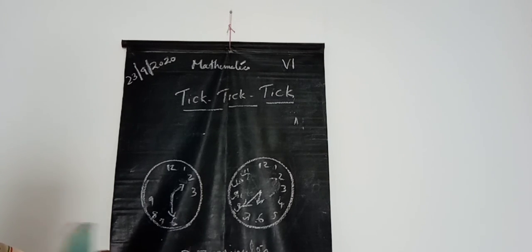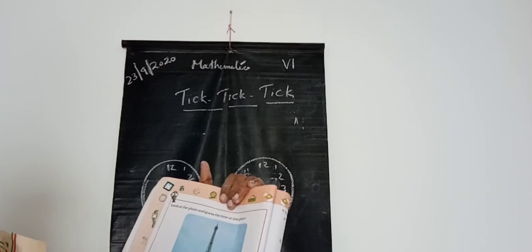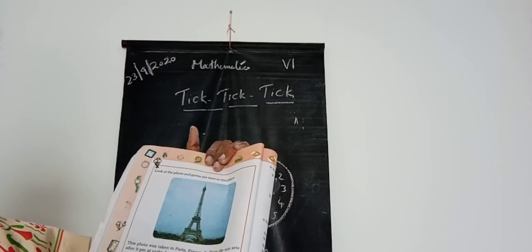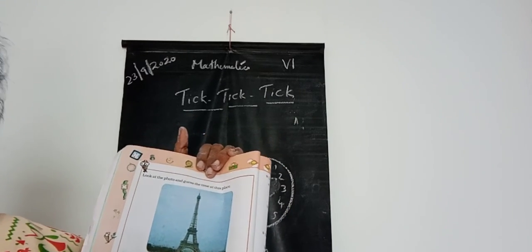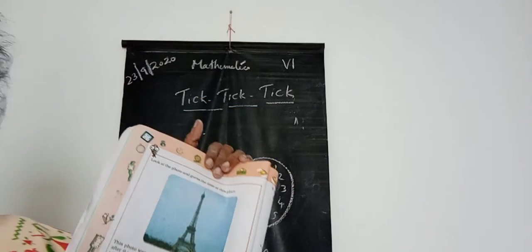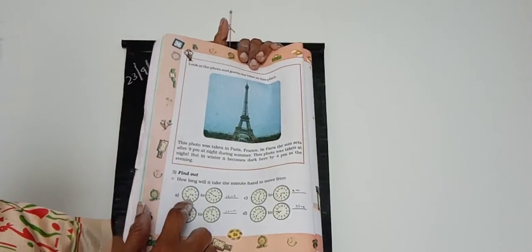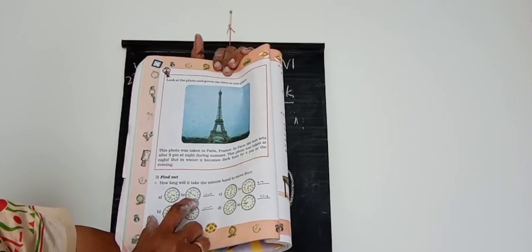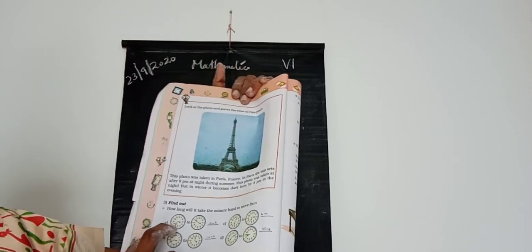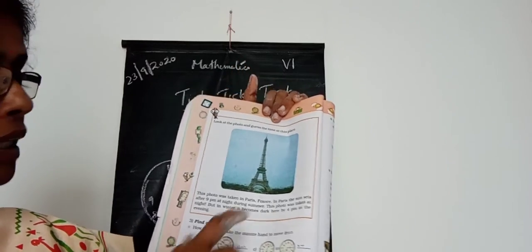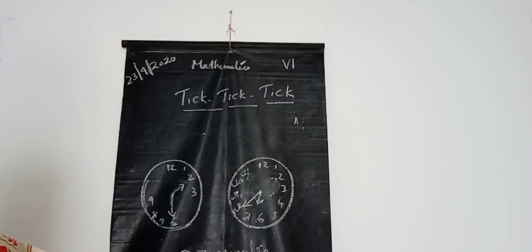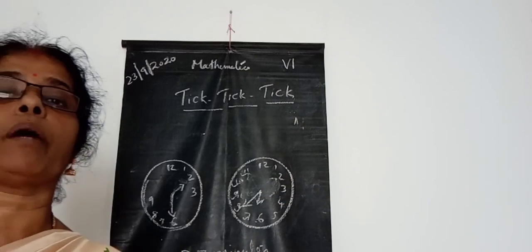Okay. And here find out, as I already told, how long will it take the minute hand to move from here? How many minutes does it take? 2 clocks and 2 times are already given here. Here 3:35 is given. The time is 3:35, and here you can see 3:50. 3:50 means how many minutes are taken from 35 to 50? 15 minutes. Okay. Likewise you have to do this also. Okay children. Then we can take the next one in the next class, children. Okay. Bye children. Bye.